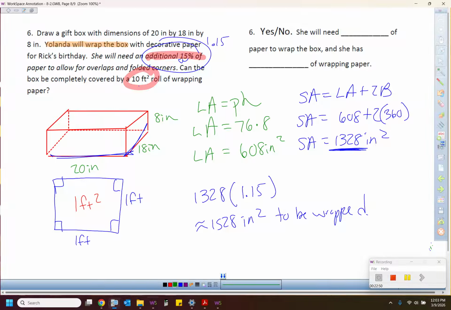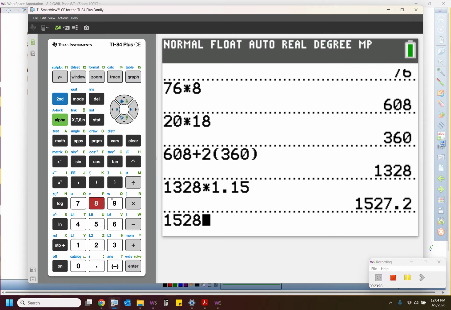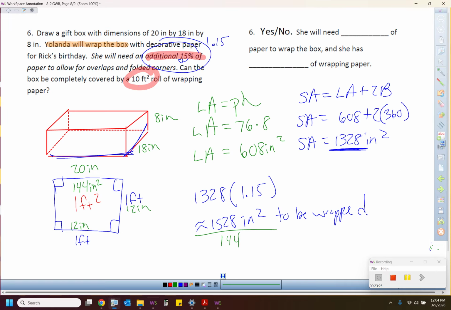And if I change the dimensions into inches, this is 12 inches by 12 inches. And 12 times 12, last I checked, is 144 square inches. So inside of 1 square foot, there is 144 square inches. So what I need to do is divide this by 144 to see how many square feet that would be. So we'll take 1528 divided by 144, and it's about 10.6 square feet.